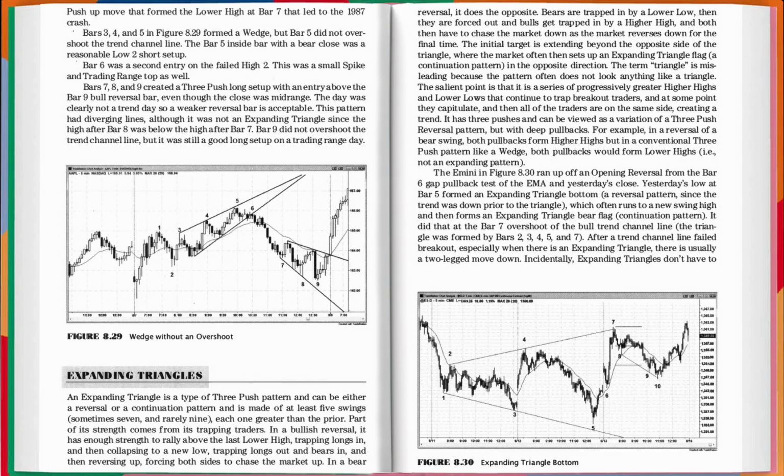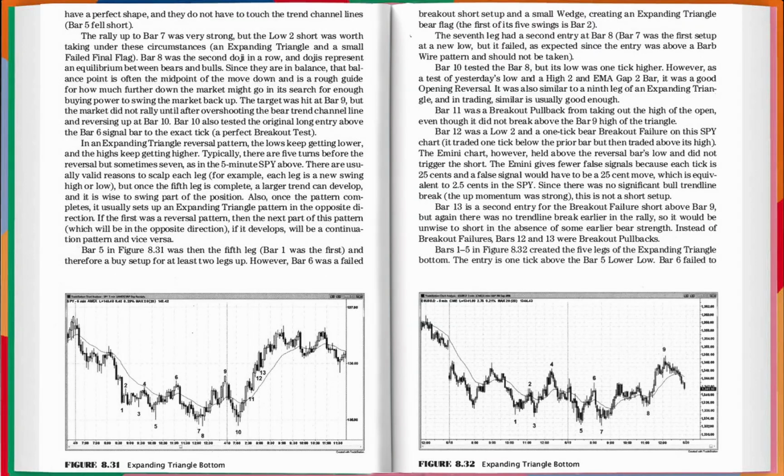After a trend channel line failed breakout, especially when there is an expanding triangle, there is usually a 2-legged move down. Incidentally, expanding triangles don't have to have a perfect shape, and they do not have to touch the trend channel lines. Bar 5 fell short. The rally up to bar 7 was very strong, but the low too short was worth taking under these circumstances, an expanding triangle and a small failed final flag.